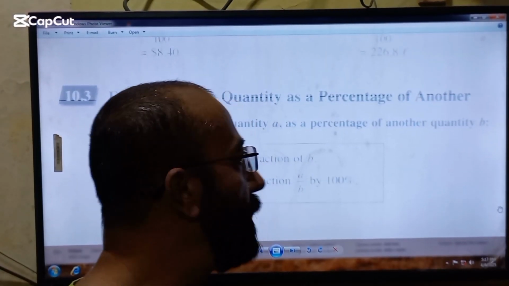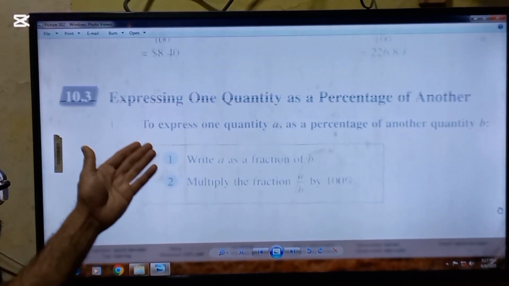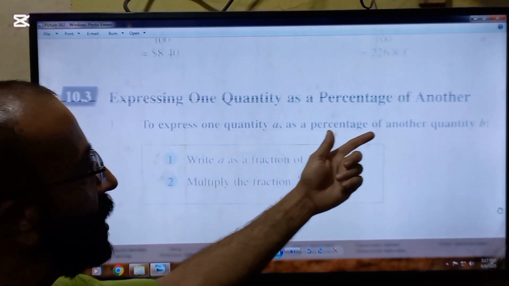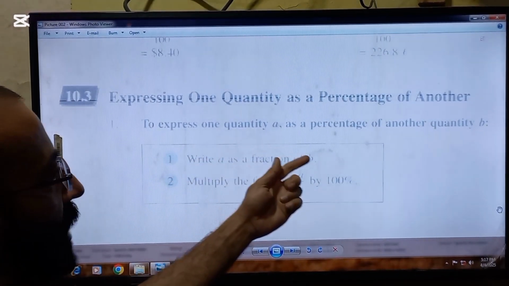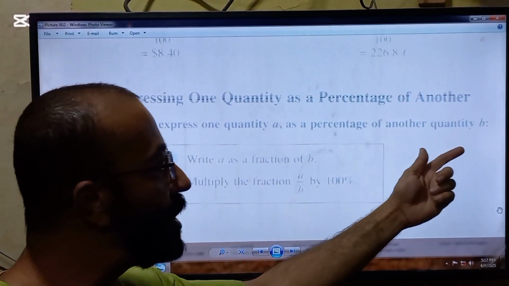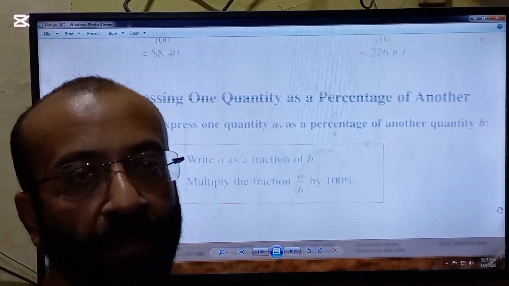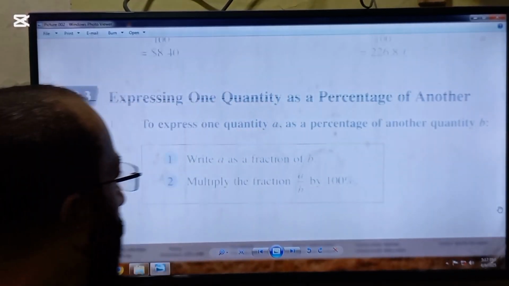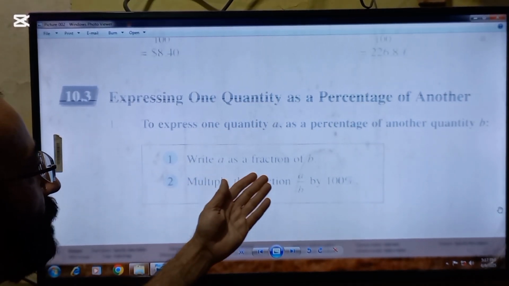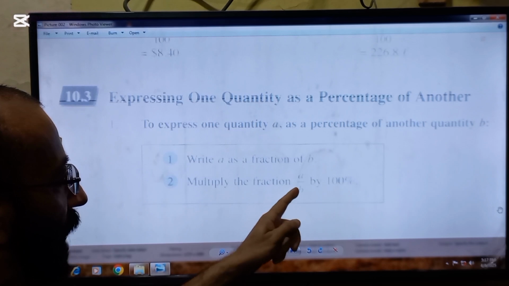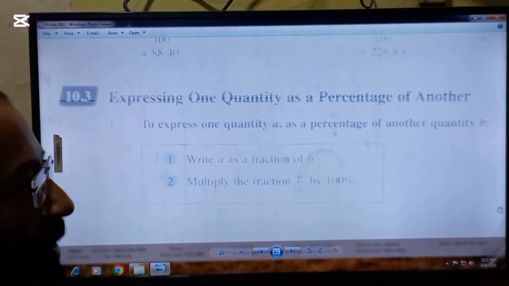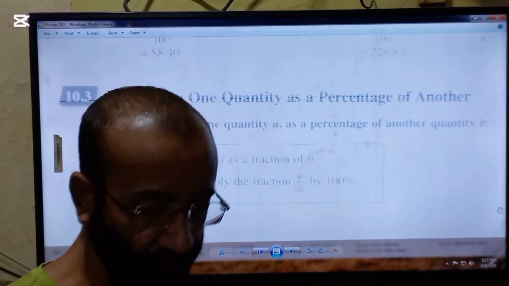The next type in percentage is expressing one quantity as a percentage of another. That is, to express one quantity A as a percentage of another quantity B. The points to remember for this kind of question are: write A as a fraction of B, and then multiply the fraction A by B by 100%. So these will be the steps.